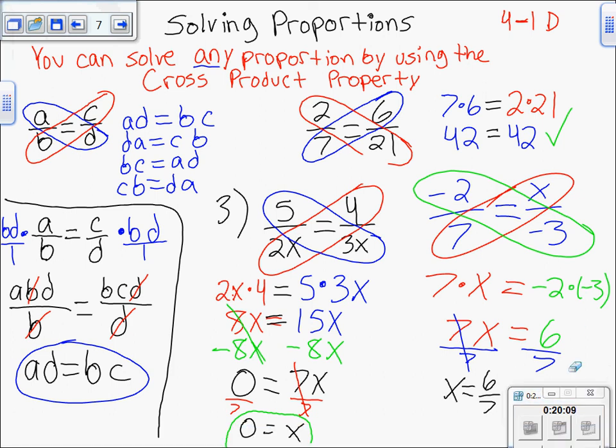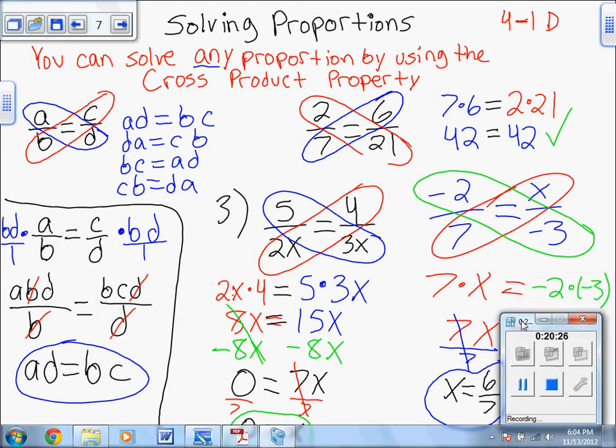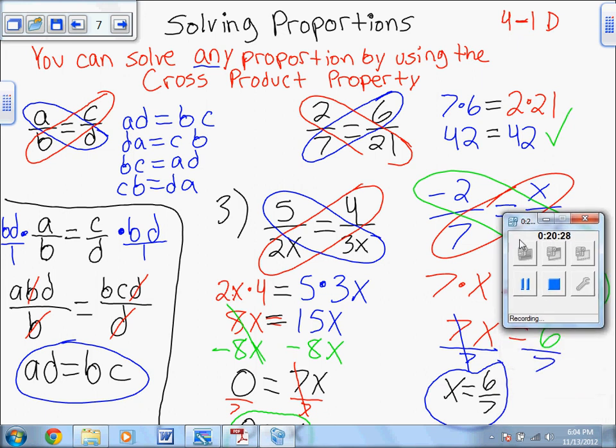Because 6 divided by 7 is 6 over 7. So you could say your answer is 6 over 7, or you could find the decimal that 6 over 7 equals. So that was using another example of just solving any kind of proportion with a cross product property. We'll talk later about more in depth how to write your own proportions, but just know all proportions can be solved with the cross product property.